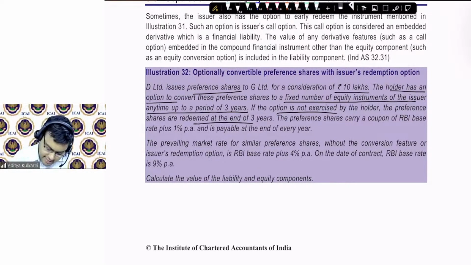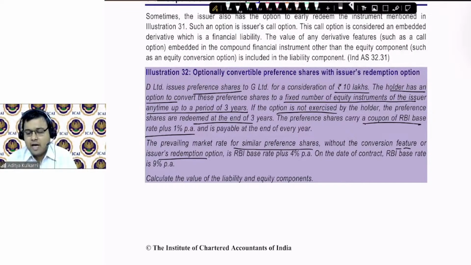The preference shares carry a coupon of RBI base rate plus 1% per annum. So there is a variable interest component included here. The prevailing market rate for similar preference shares without the conversion feature or issuer's redemption option is RBI base rate plus 4%. This is the market rate. Our rate is RBI plus 1%, whereas the market rate for a plain vanilla instrument is RBI plus 4%. On the date of contract, RBI base rate is 9% per annum. Calculate the value of liability and equity components.